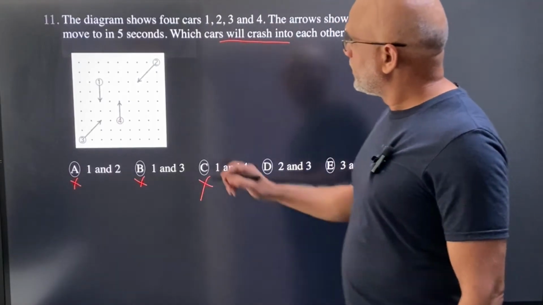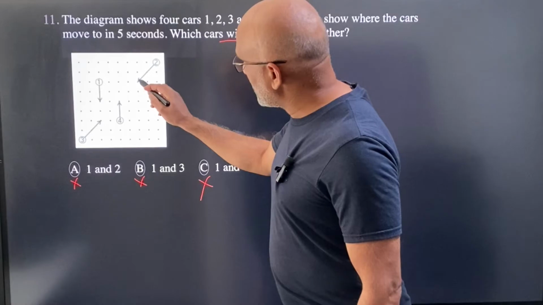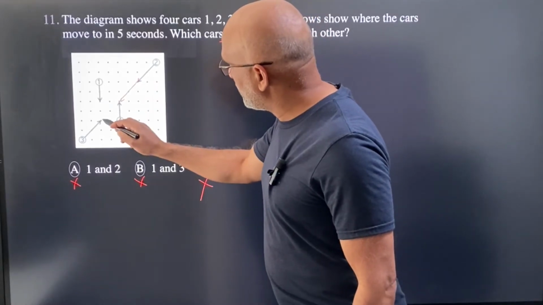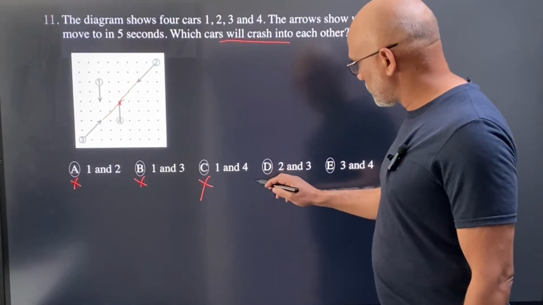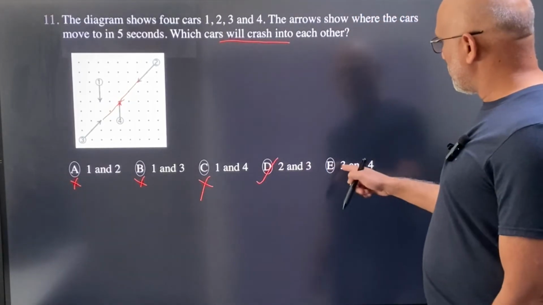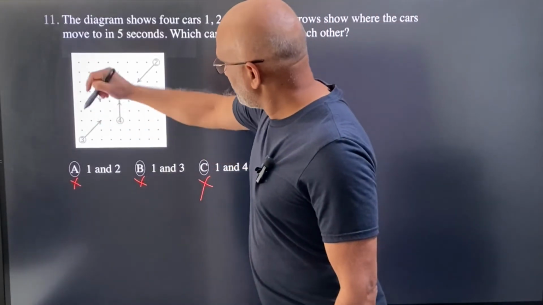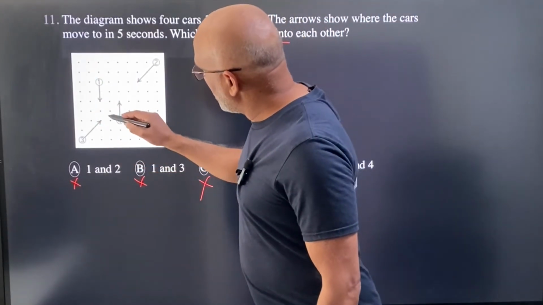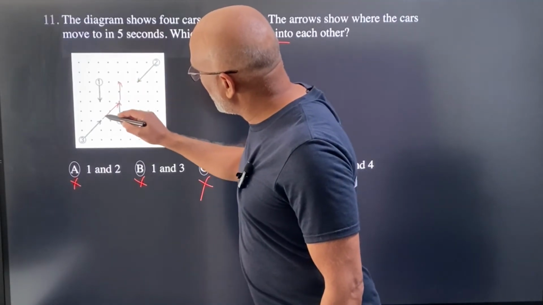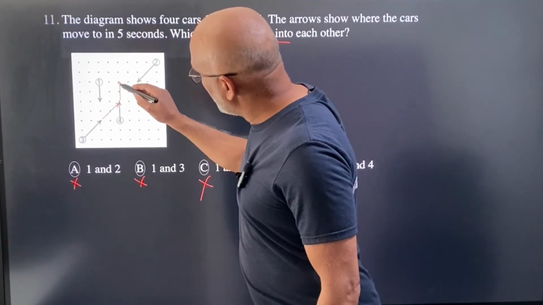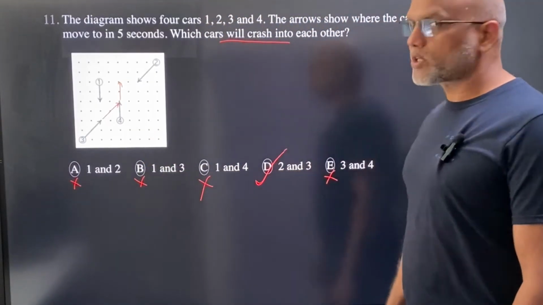2 and 3. So 2 is coming this way. In next 5 seconds it will be here. In the next 5 seconds it will be here. They are definitely going to crash, right? So it seems like D is the correct choice. But let's double check. 3 and 4. Next 5 seconds 3 will come here. 4 will go this way. But by the time it comes here, it would have already left. So again, they are not going to crash. Again, D is the correct choice.